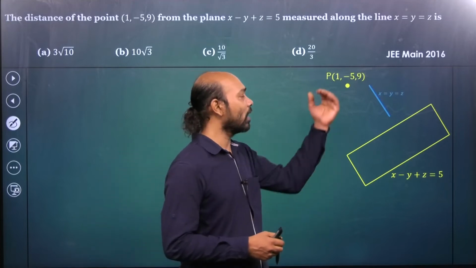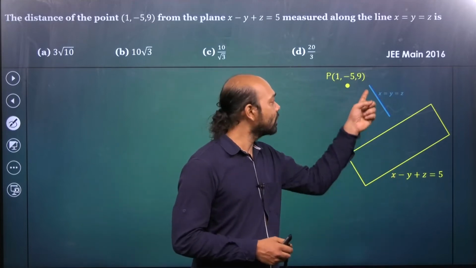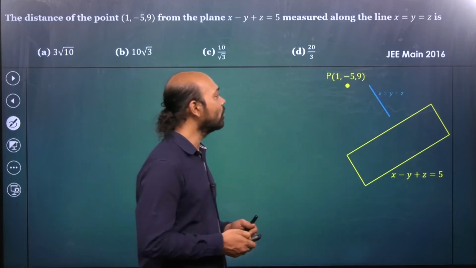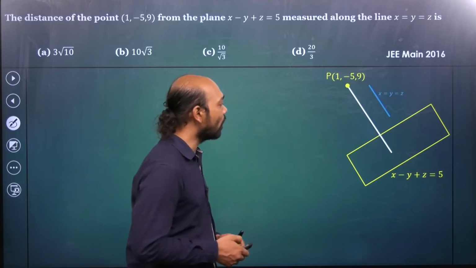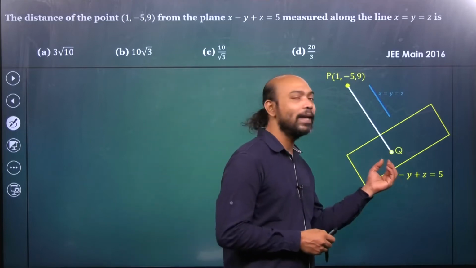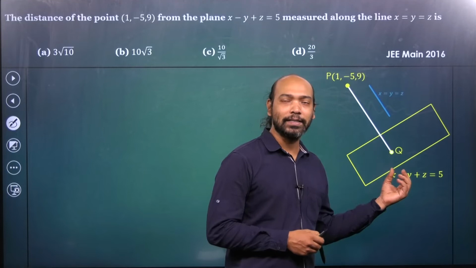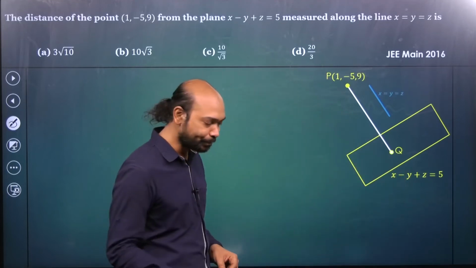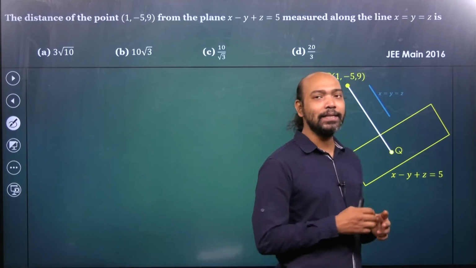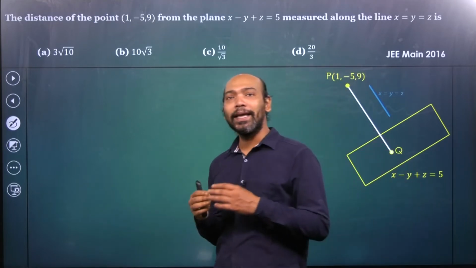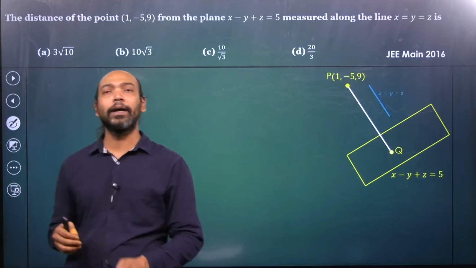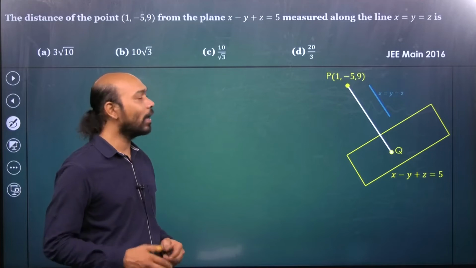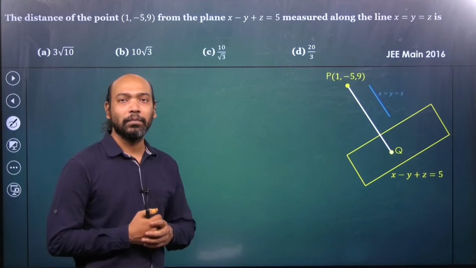Measuring the distance means we have to draw a line through this point parallel to the given line x equal to y equal to z. Obviously it will intersect the plane at some point. Let us assume that it's Q, and we are required to find the distance PQ. So our aim is to find the coordinates of the point Q. How do we go ahead and find that point Q?